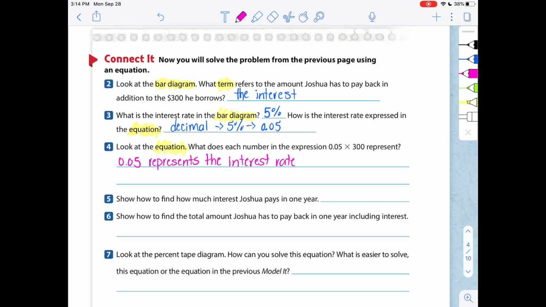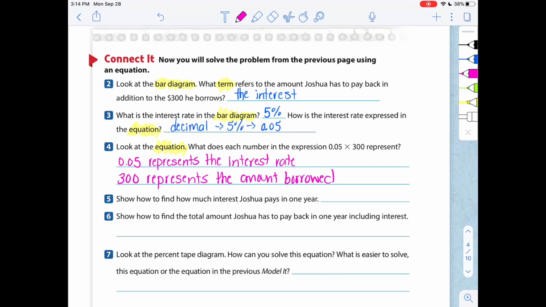Then it wants to know, what does that 300 represent? The 300 represents the amount borrowed. Remember, he's not paying back 300. He borrowed 300 and he has to pay a little bit more back. Number 5, show how to find how much interest Joshua pays in 1 year.